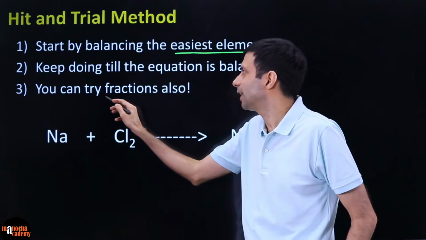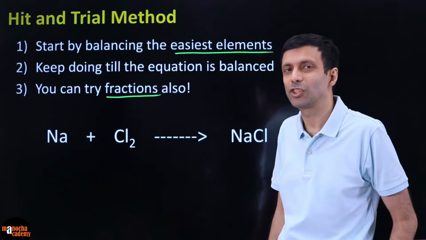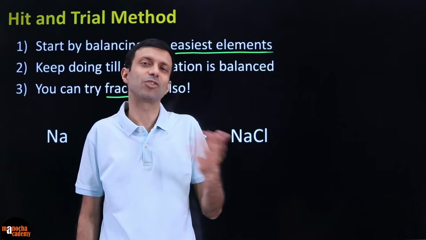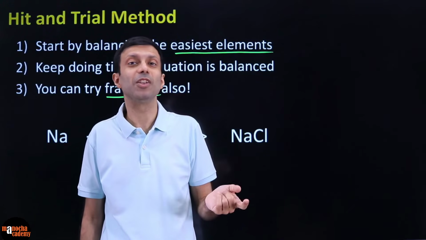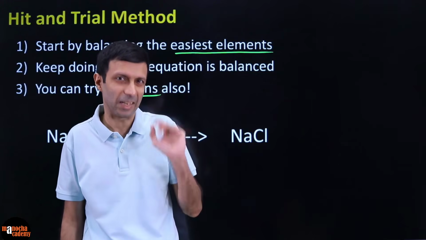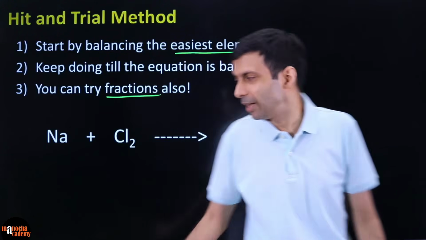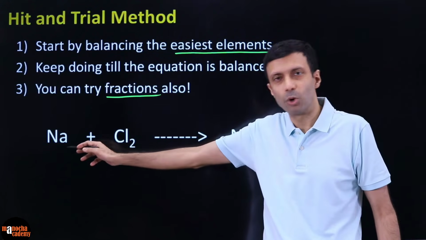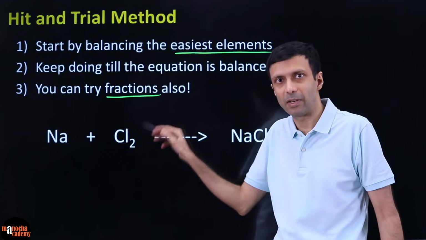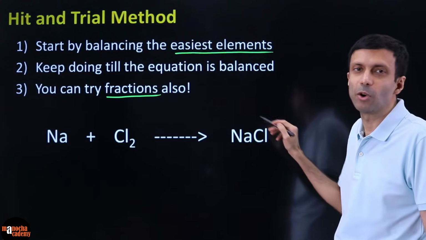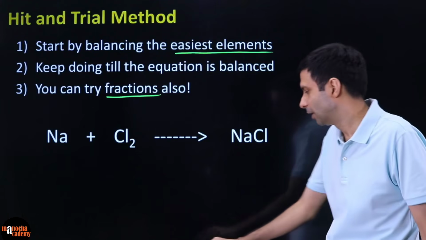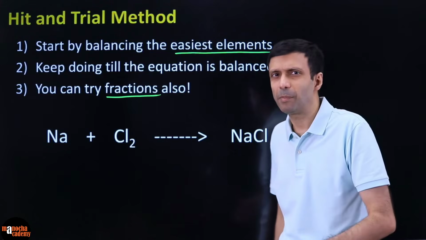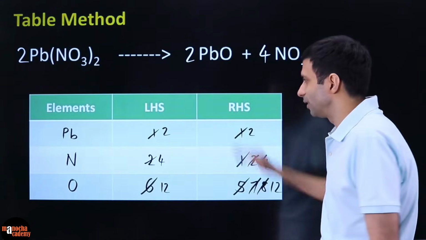And I'll teach you another nice technique where you can try fractions also. So we said we are multiplying. Usually we multiply with natural numbers or normal integers, but you can even multiply sometimes with fractions. I'll show you those tricks. Okay. So let's say we want to balance this equation. Sodium plus chlorine gives sodium chloride. See again, sodium is monoatomic, it's a metal. Chlorine is diatomic, written as Cl2, and sodium chloride is a compound with valency 1, 1, so NaCl. Okay. So this is our equation. If I want to balance it, I could draw the table, but the table you saw is a little lengthy, right?